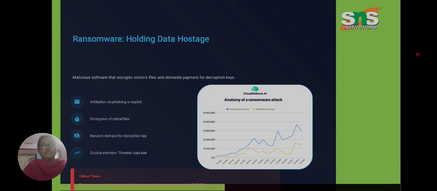Next is ransomware, mainly holding the data hostage. Ransomware is one of the most dangerous cyber attacks. It enters through phishing or a vulnerability, encrypts important files from our organization or database, and demands payment to unlock. Already I told you, they ask for money. Sometimes attackers even threaten to leak our sensitive information. Even if you pay, there is no guarantee that you will get your data back. We should be very much aware of all these things.